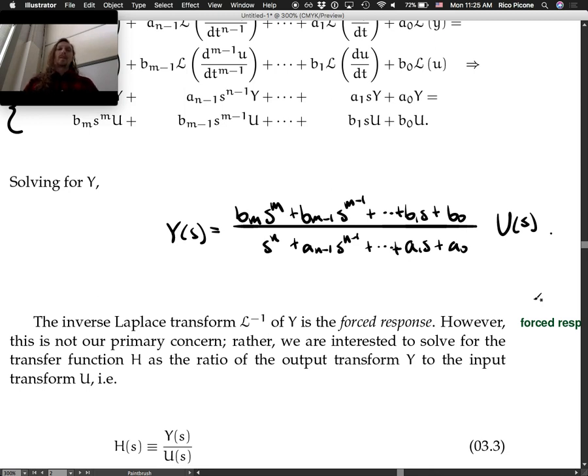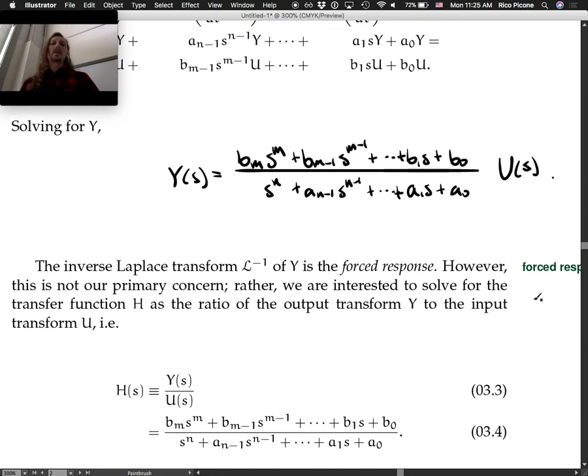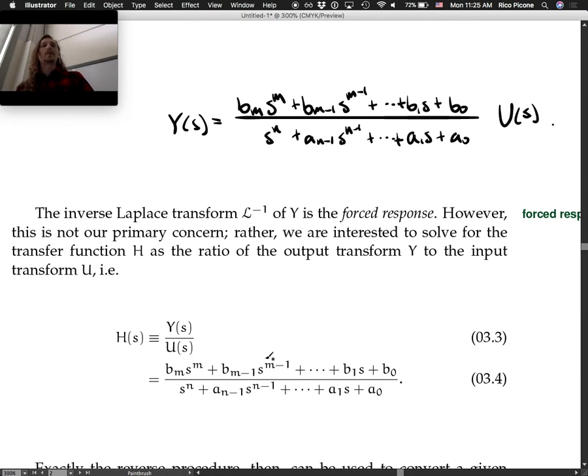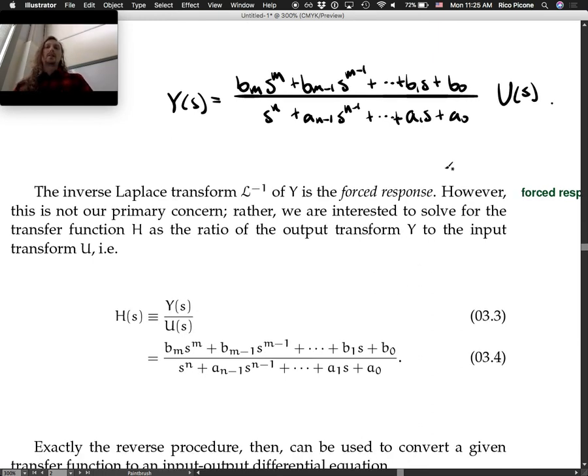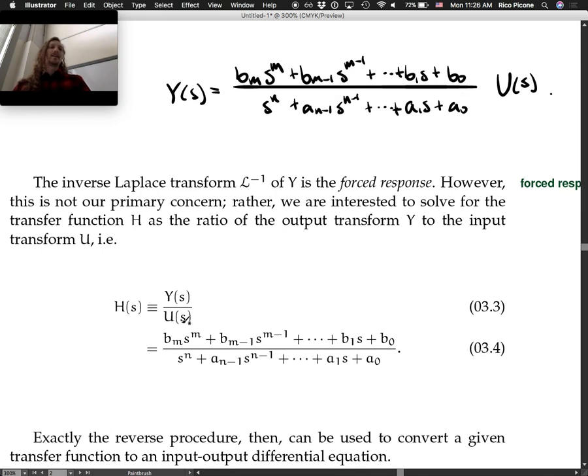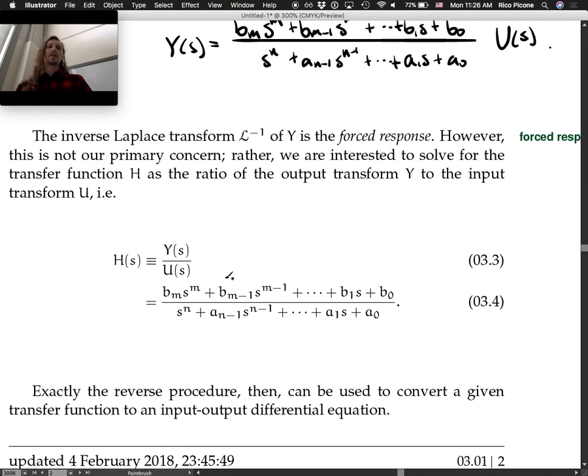However, this is not our primary concern. Rather, we are interested in solving for the transfer function H as the ratio of the output transform Y to the input transform U. In other words, we want to know what Y over U is, which was our definition of the transfer function, right? So this is our solution for the transfer function from the input-output differential equation. So we've found it.